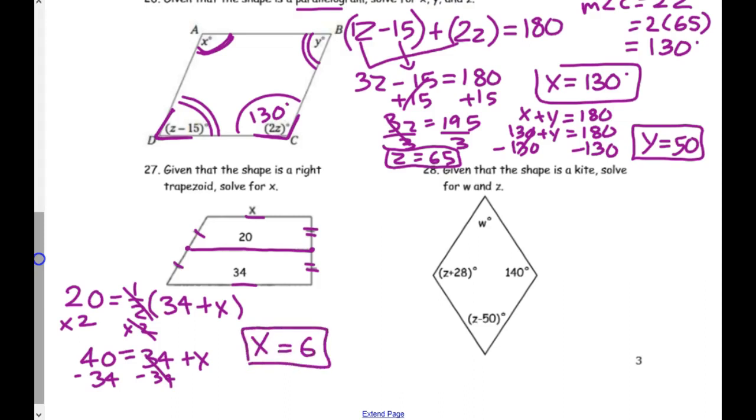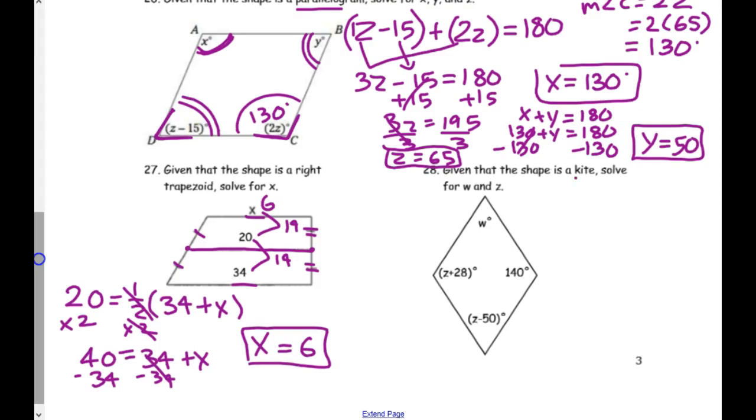Okay? That's the hard way. The easier way is, what's the difference between 34 and 20? 14. So if you do that again, 20 minus 14, you should get 6. Okay? There's two ways to do it. Either way is right.